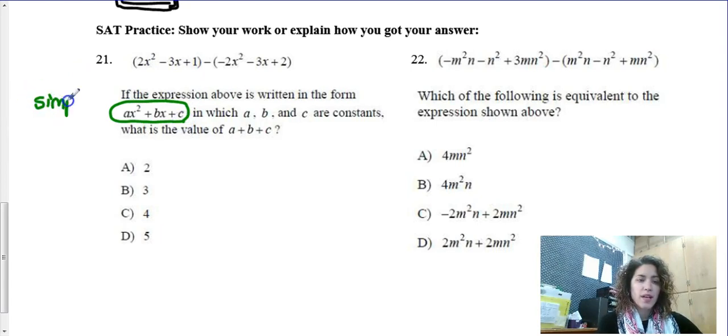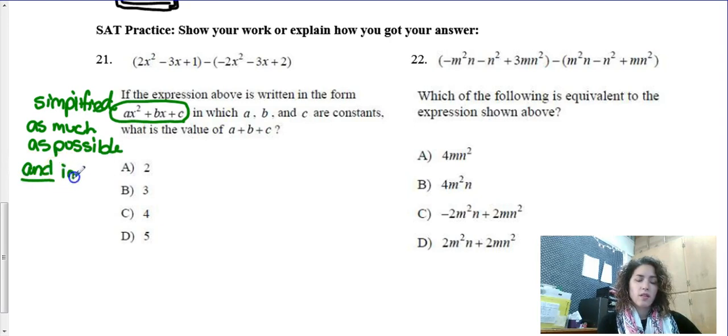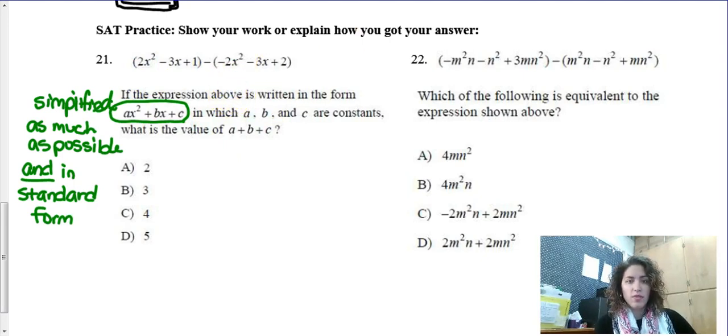is simplified as much as possible and in standard form. Let's see how we can apply that, because this is definitely not simplified. We can really do some work here.